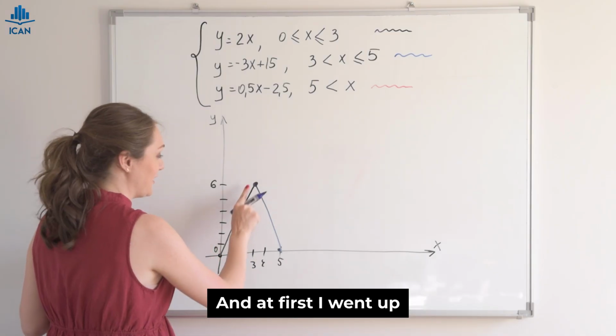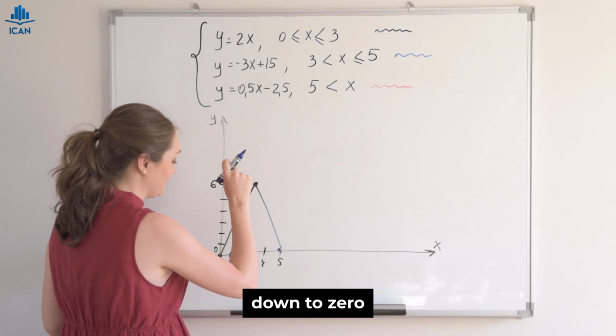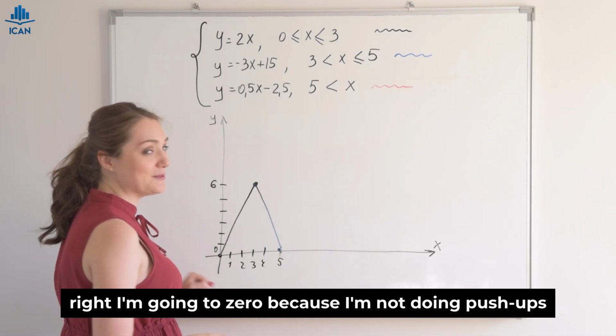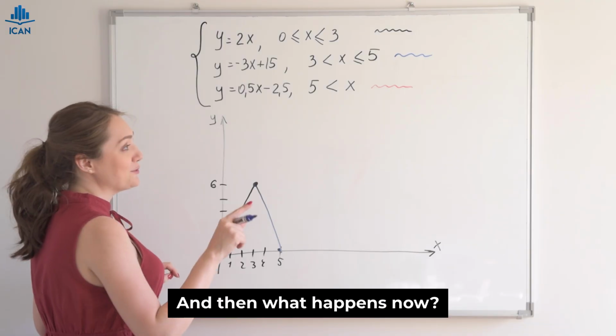And at first I went up. Yeah, I did a lot. Then I went down to 0. Basically, it's like days passing, right? I'm going to 0 because I'm not doing push-ups. And then what happens now?